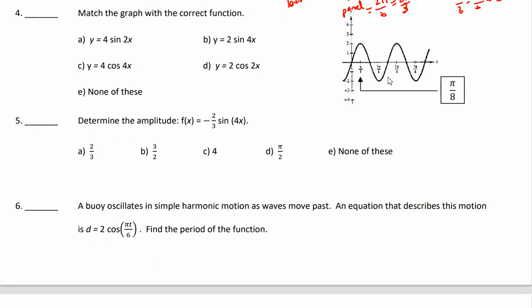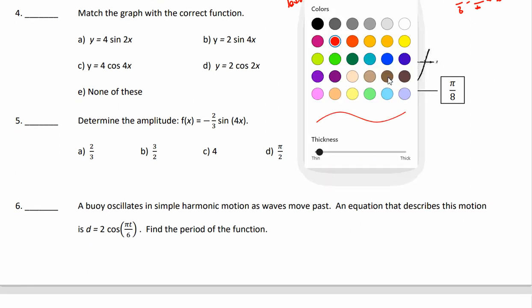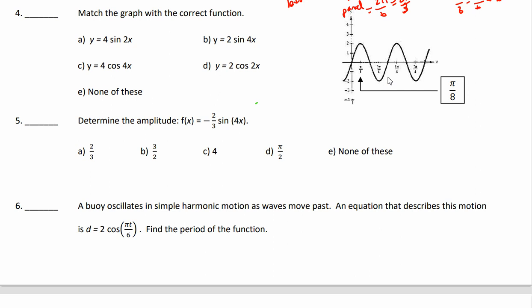Okay. And we're looking at 4 right here. I'll change my color again. Let's go green. Now on this one, once again, let's find our line of oscillation. Line of oscillation appears to be at y equaling 0 again, so that means D is 0. So all of these have D of 0, so we're good.